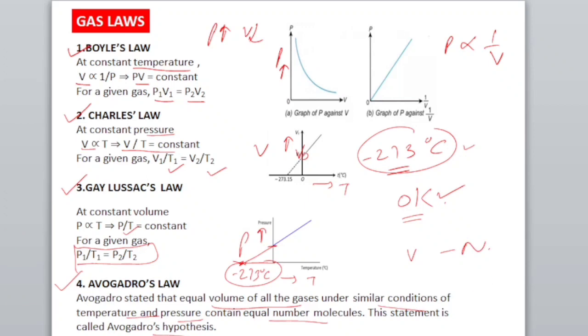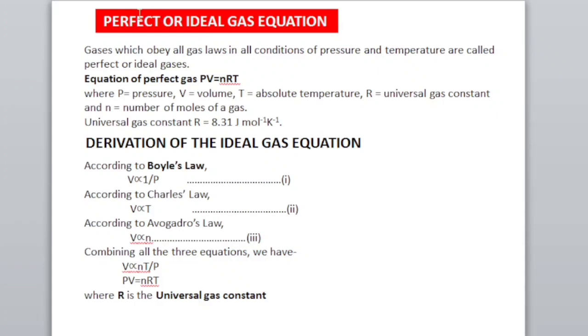After that, next is the perfect or ideal gas equation. First, what do you mean by an ideal gas? Gases which obey all gas laws in all conditions of pressure and temperature are called perfect or ideal gas. And the perfect gas equation or ideal gas equation is given by PV equal to nRT. P is pressure, V is volume, n is the number of moles of a gas, R is the universal gas constant, and T is absolute temperature. The value of this universal gas constant is R equal to 8.31 joule per mole per Kelvin.